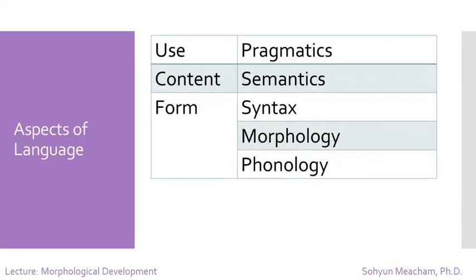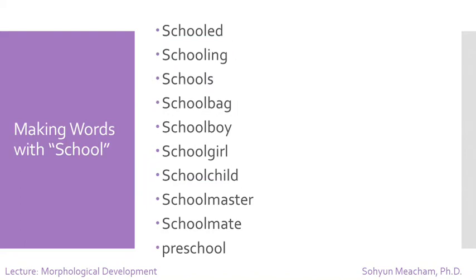Morphology, one of 5 aspects of language, relates to forms of oral language. You know you can create different words out of school by adding prefixes and suffixes. You used morphemes to do that. School itself can stand alone. Therefore, it is called a free morpheme. Prefixes like pre in preschool and suffixes like ed in schooled and ing in schooling cannot stand alone, so they are called bound morphemes.